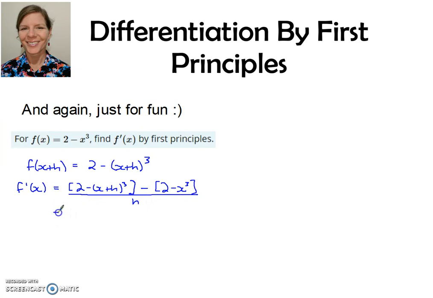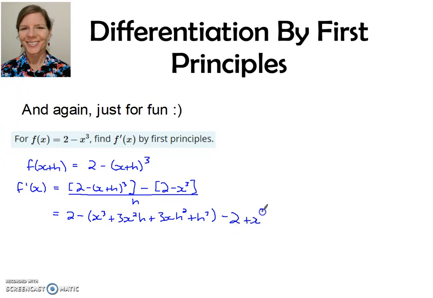Now your binomial expansion will come in handy here, with Pascal's triangle. If you do that, you get 2 minus x cubed plus 3x squared h plus 3xh squared plus h cubed, so that can come in handy and save you a bit of working there.